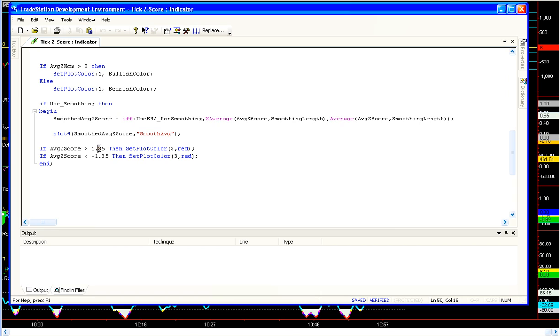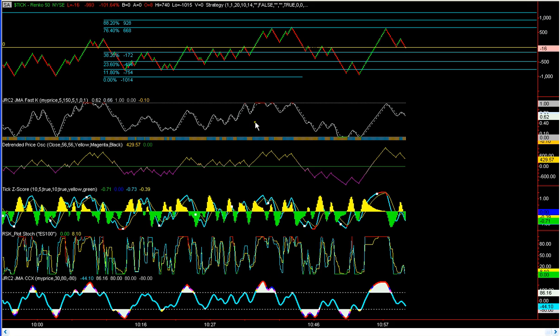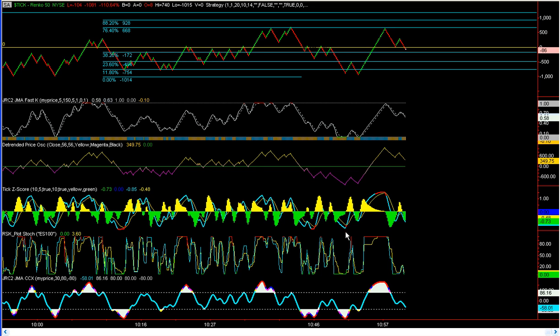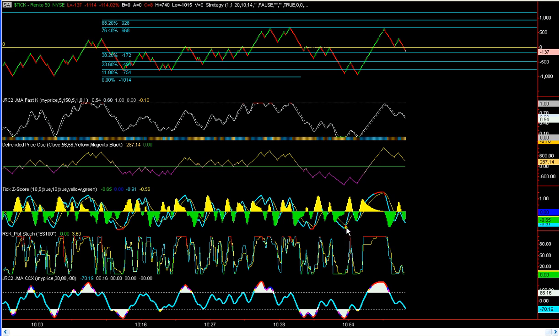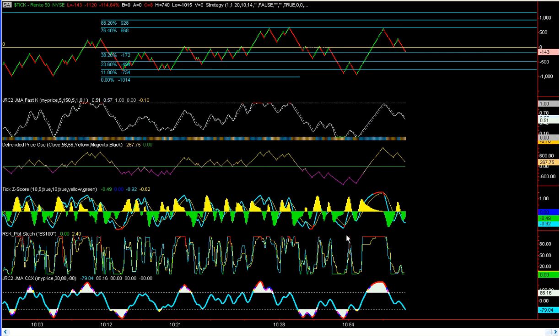So we may want to reduce that. These were based upon previous day's activity. And then just change them and save it, and you're done. So this again helps us to see where those pivots are most likely going to take place given the overextension of the z-score.